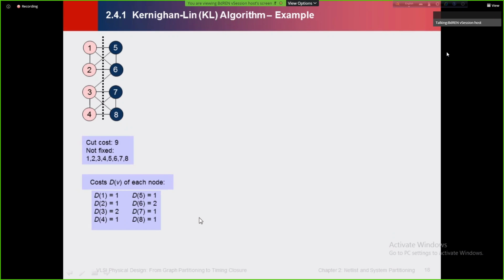So this is the way we have to calculate the cost for each of the nodes.